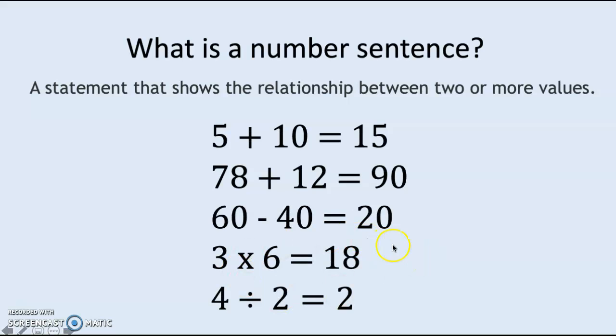Here are some number sentences right here. They each have an operation between the two numbers, and then the answer shows the relationship between those two numbers. So for example, 5 plus 10 equals 15. The answer is how these two numbers relate to each other when they are added together. You can also have subtraction, multiplication, and division. Today we are going to be dealing with number sentences with addition.